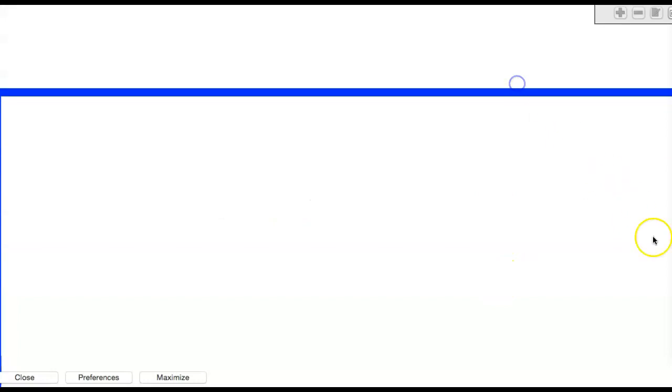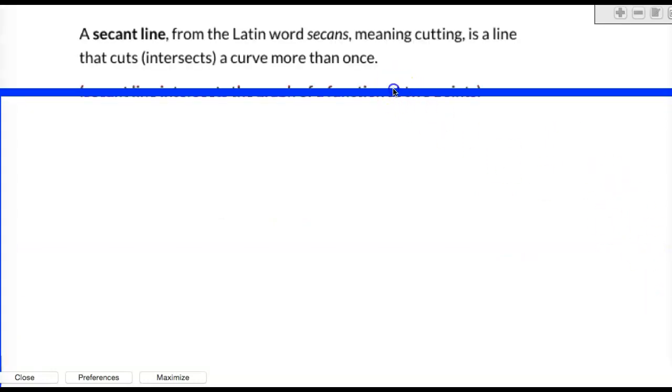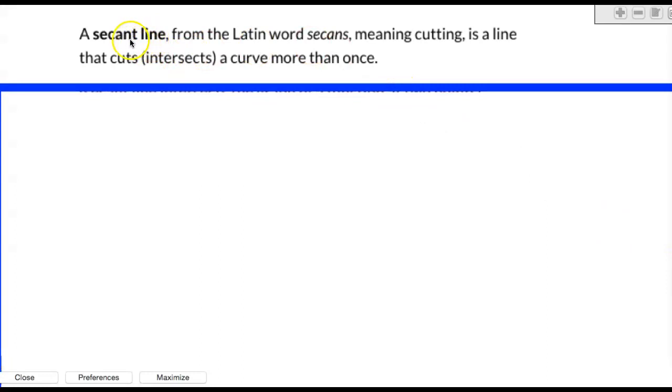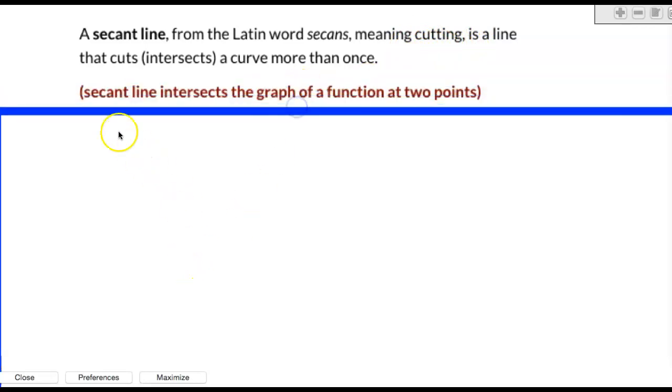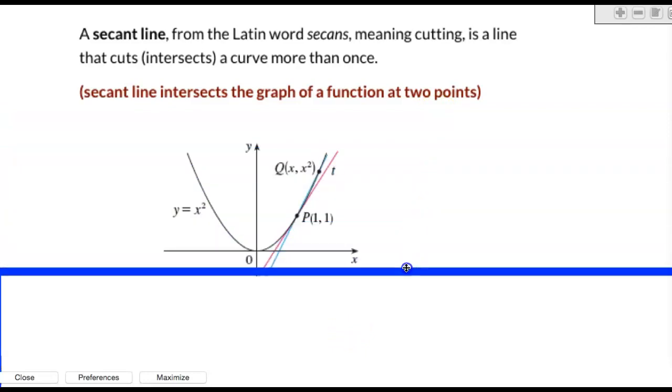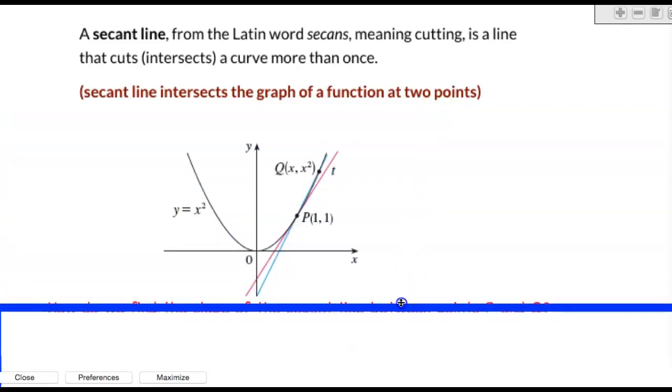So let's take a look here. Secant line comes from the Latin word secans, meaning cutting. So tangent line was more touching, secant line is more cutting, and it's going to cut the graph at more than one point. So you could think here, the secant line intersects the graph of a function at 2 particular points. So let's take our basic friend here, which is the quadratic curve.